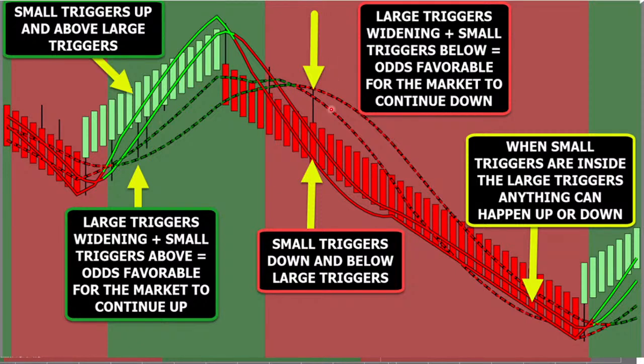And in a downtrend, small triggers below the large triggers, both are wide, both are angled in the direction of the trend. The colors all match. That space between the two, the scissors are open. The odds are favorable for the market to continue down. I can't stress the importance of odds favorable momentum enough.